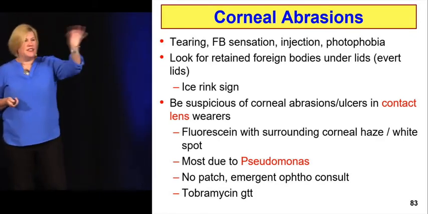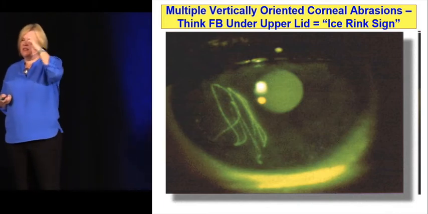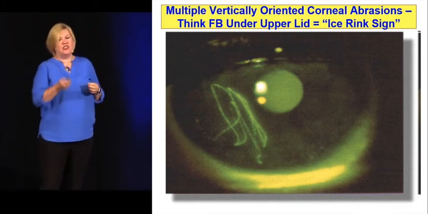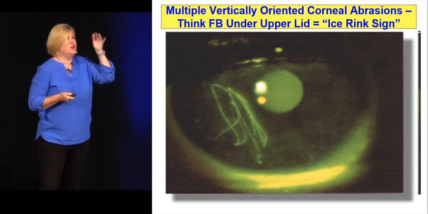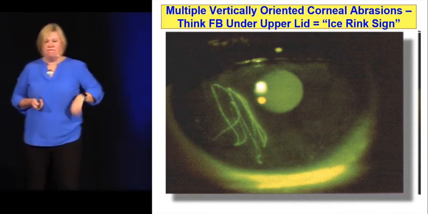So here's that ice rink sign, the fluorescein stain of that foreign body that wasn't picked up on, that's been going around and around. And the answer here, I want to evert the lids. I want to look for that foreign body. I want to try to get it out of there. There's something causing that under the lid.